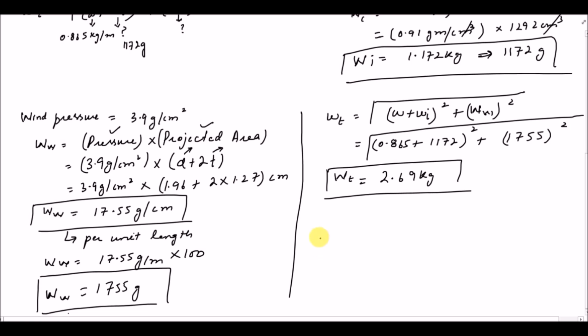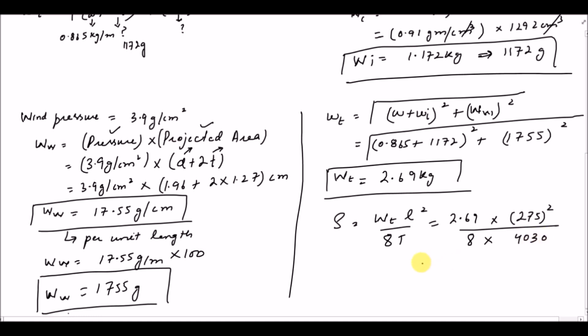And the formula for the sag was S is equal to WT, the total weight, into L square over 8T. The weight is 2.69 into the length of span, 275 square, divided by 8 into tension, which we found equal to 4030. So the sag is 6.3 meter. So this was the asked value.